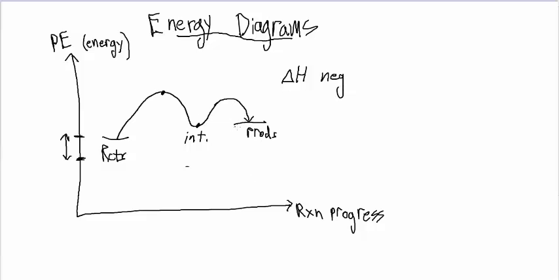But if the products are higher in energy than the reactants, the enthalpy change is positive since the energy increases, and the actual value of delta H is still this difference between the product energy and the reactant energy. And still, the path doesn't matter if we're just asking about what is the enthalpy change of the reaction.